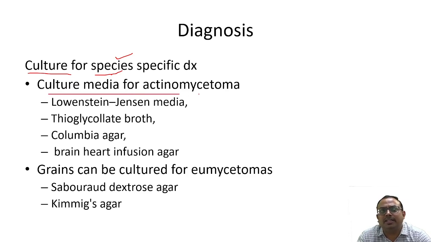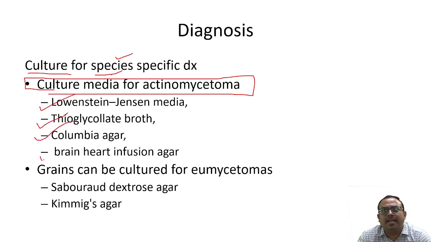If you are suspecting a bacterial cause, then you use bacterial culture media, but these are not routine culture media. These are Lowenstein Jensen media, thioglycolate broth, Columbia agar, or brain heart infusion agar for bacterial etiological agents. For fungal, you use Sabouraud agar and another, Chemex agar. So you may make a note that these are used for eumycetomas, and these are used for actinomycetomas for cultivation.